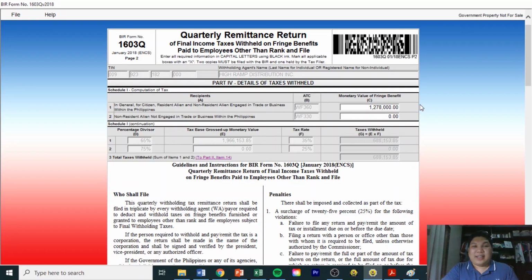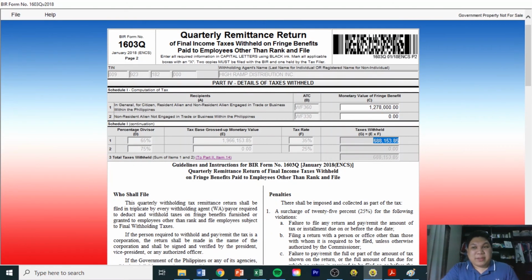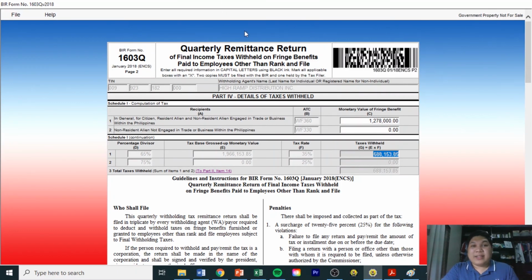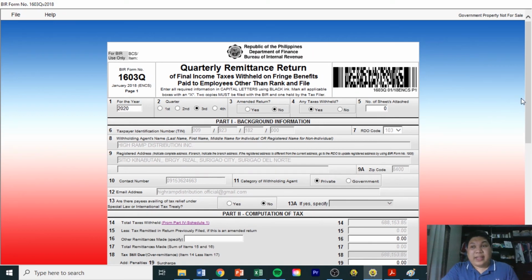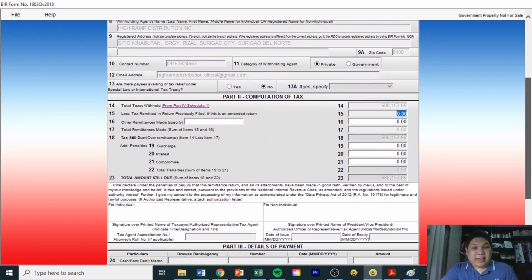That's it. Okay, so let's check if we have the same amount. It must be 688. Yes, it's 688. So we are doing the correct computation. Then after that, we will go back to the first page. So you just click this item rather. This must be the amount that would be presented on the first page. So let's click this one. And here we are back on the first page. As you can see, we already have the corresponding figure.